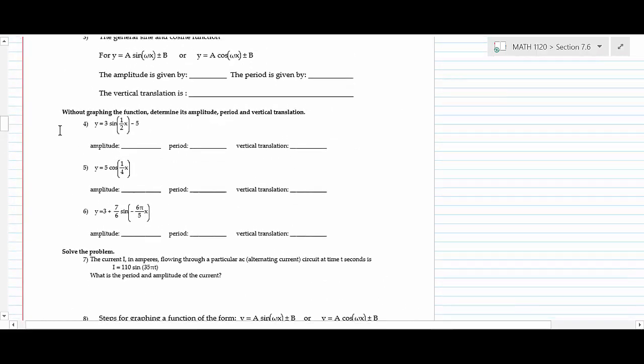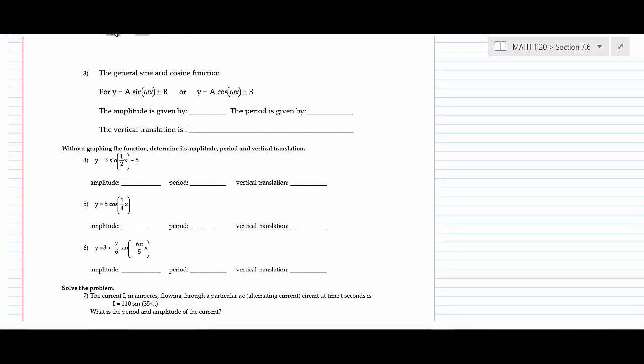Okay, so what we're going to look at in the rest of this section is some basic transformations like this. So what happens is we're going to look at a number times the sine of a number times x plus or minus a number.